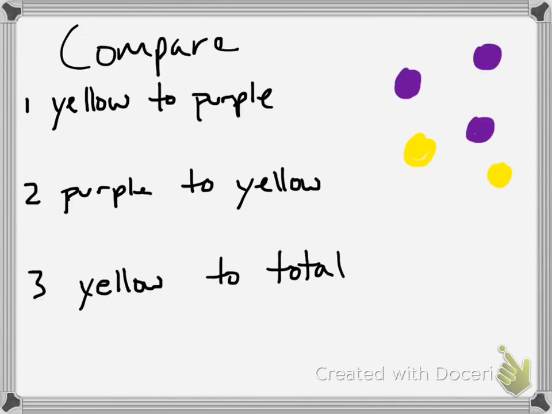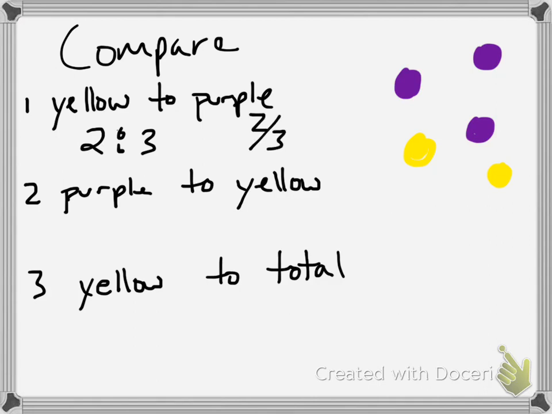We said ratios were used to compare, so here's a common way you might see them. So I'm going to compare these little colored dots, and the first comparison I'm going to do is yellow to purple. How many yellow dots are there to purple dots? And there are 2 yellow, so I would write 2, and there are 3 purple, so I would write 3 for the purple. And I'll write my fraction two different ways.